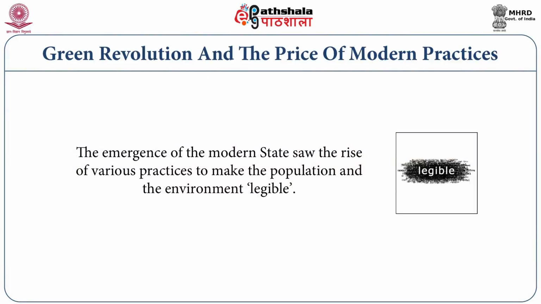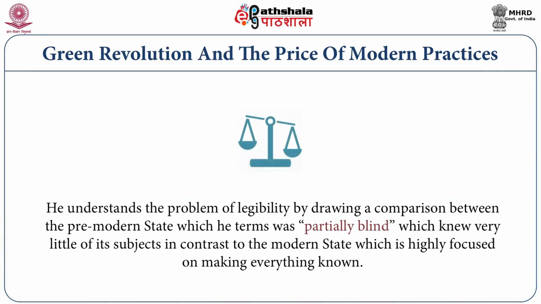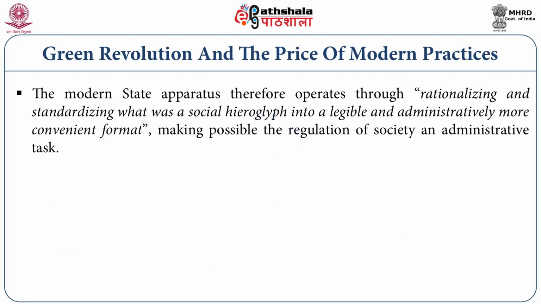The emergence of the modern state saw the rise of various practices to make the population and the environment legible. Legibility, writes James Scott, is a central problem in statecraft. He understands the problem of legibility by drawing a comparison between the pre-modern state, which he terms as partially blind, which knew very little of its subjects, in contrast to the modern state, which is highly focused on making everything known and visible. The modern state apparatus, therefore, operates through rationalizing and standardizing what was a social hieroglyph into a legible and administratively more convenient format, making possible the regulation of society as an administrative task.